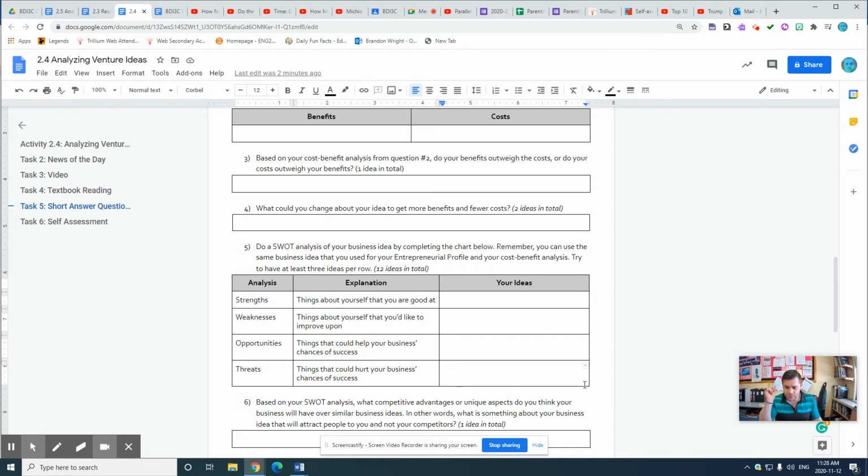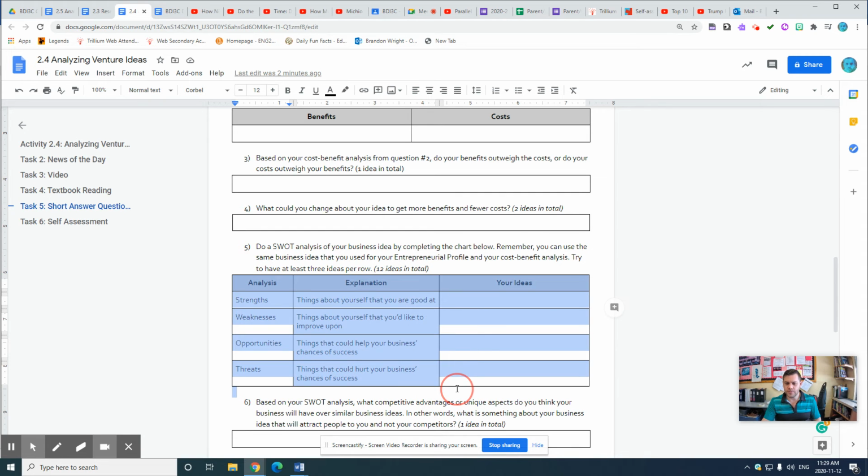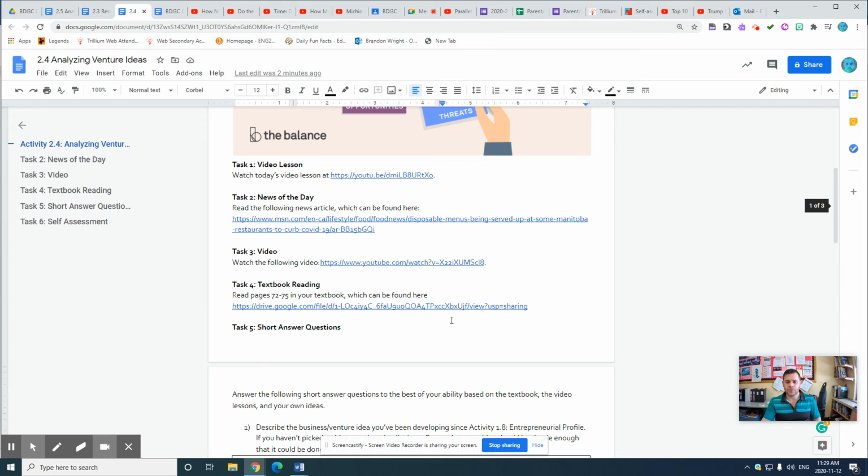But what if you have a business idea that has no competitors? Well, they're not a threat then. Say if you are the only type of your business in your community, then you will have no competition, which is great, which means all the potential customers will be yours. Just try to have 3 ideas per row, and that will give you a fairly detailed SWOT analysis.